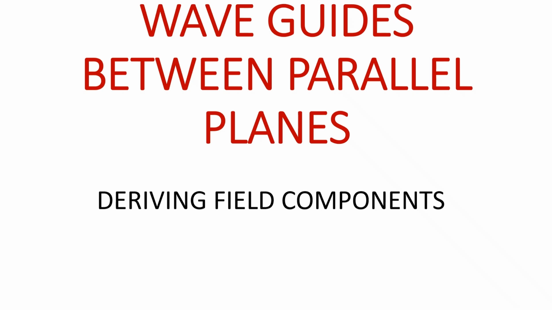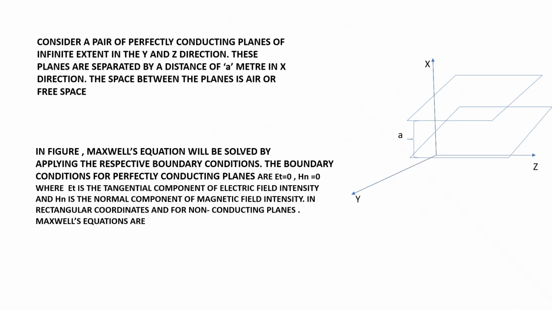Waveguides between parallel planes. So we are deriving the field components by considering this figure. In this figure there are two conducting planes of infinite extent in the y and z direction. These planes are separated by a distance of a meter in x direction. The space between the planes is air or free space.